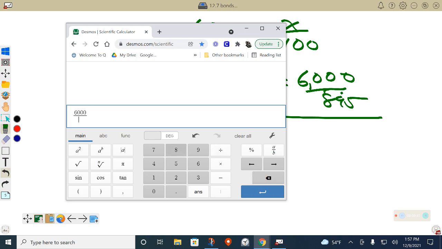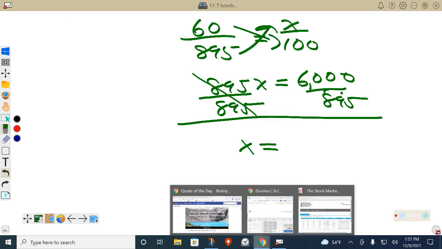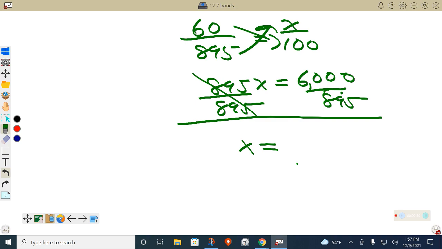Divided by 895. I'm gonna round to the nearest tenth. 6.7% yield. So that's the annual yield.